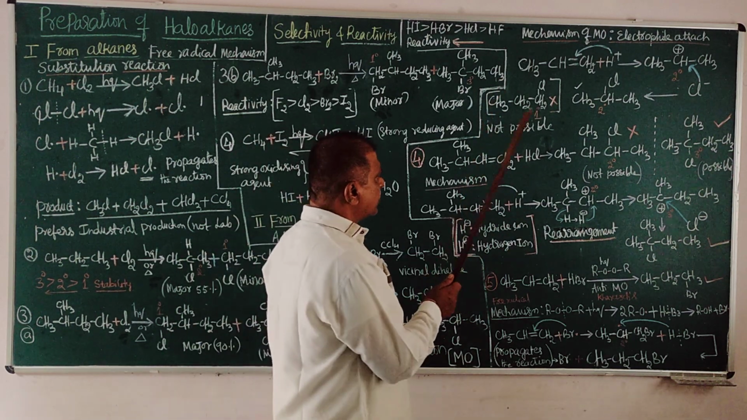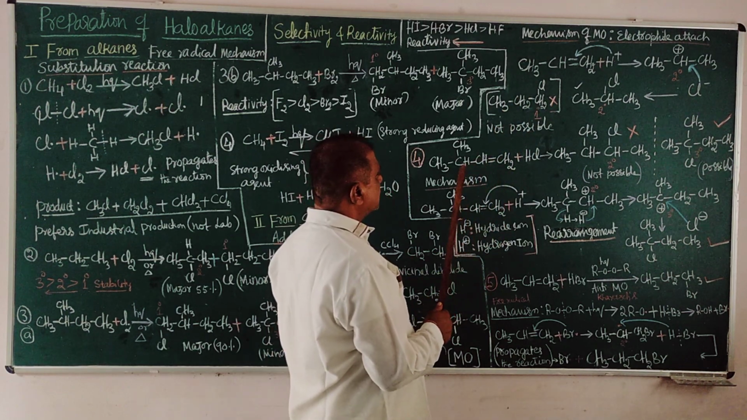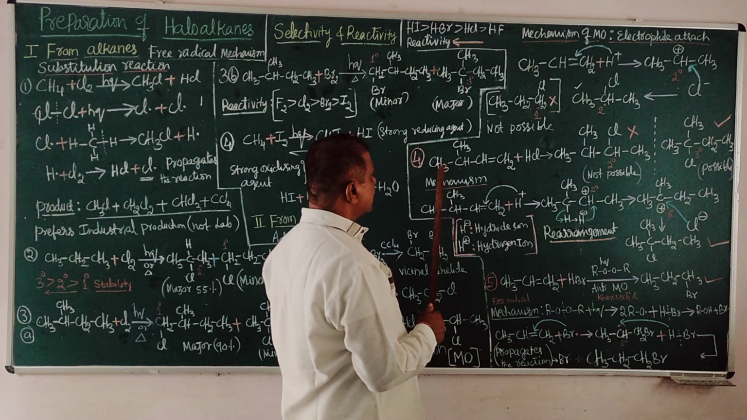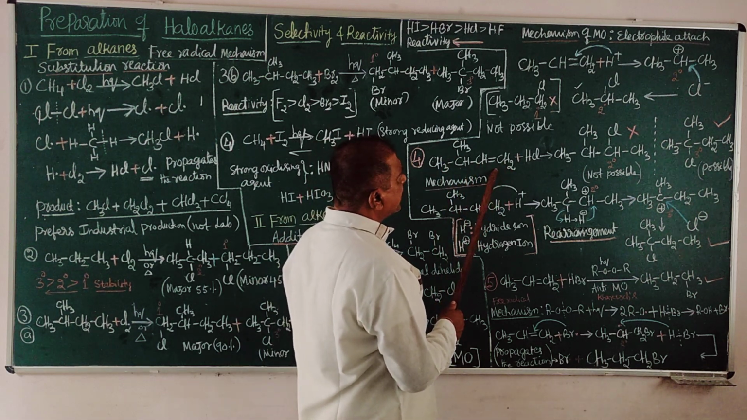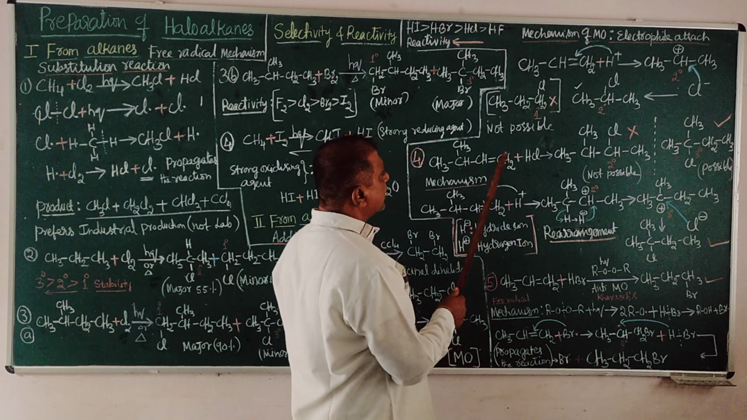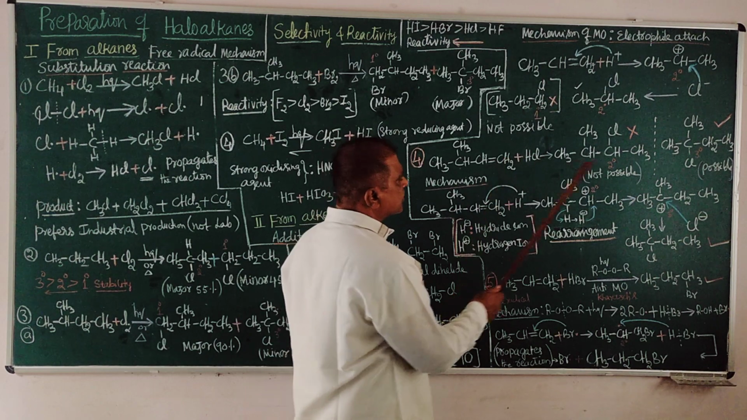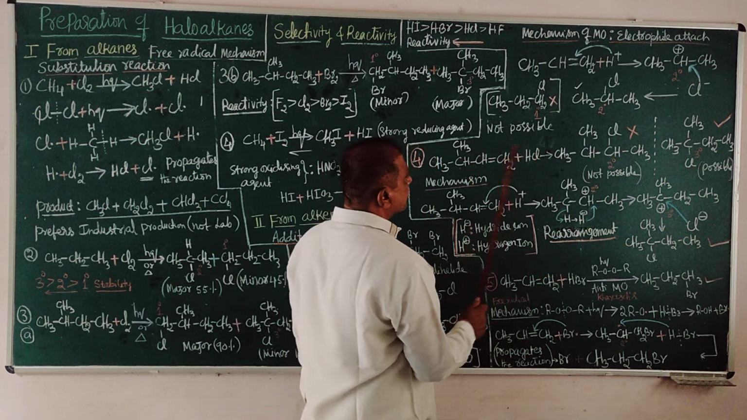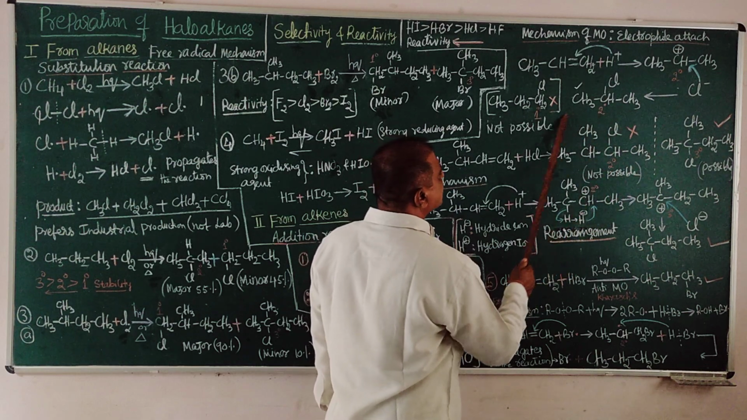Next, let us move on to a slightly higher alkene like this. In place of one CH3, we have CH3, CH3, CH2. As per the addition by Markovnikov's rule, the hydrogen goes to this carbon and we get CH3, and Cl goes to this carbon and we get this compound. This is the compound we should expect.